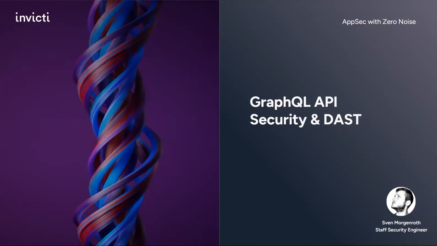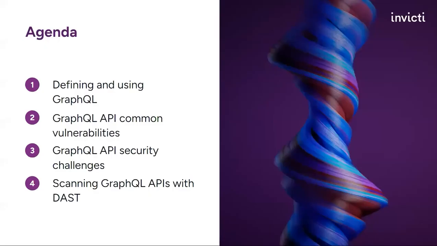All right, then thank you very much for joining and welcome to the webinar about GraphQL. So this is what we're going to do today. We will be looking at how you can use GraphQL and what it actually is. We will discuss some common API vulnerabilities that arise when you're using GraphQL. We will also talk about some general security challenges that you will face when you're using this kind of API. And of course, we're also talking about how to use DAST to scan a GraphQL-based application.